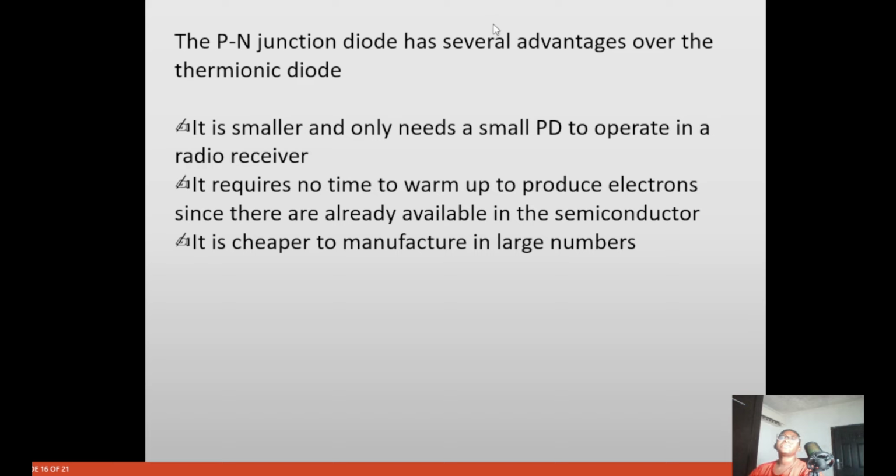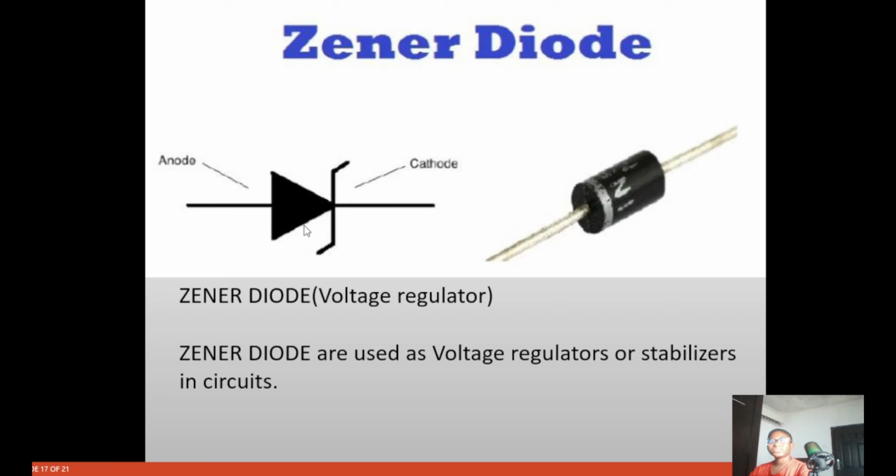The p-n junction diode has several advantages over the thermionic diode. One, it is smaller and only needs a small PD to operate in a radio receiver. It requires no time to warm up to produce electrons, since they are already available in the semiconductors. It is cheaper to manufacture in large numbers.